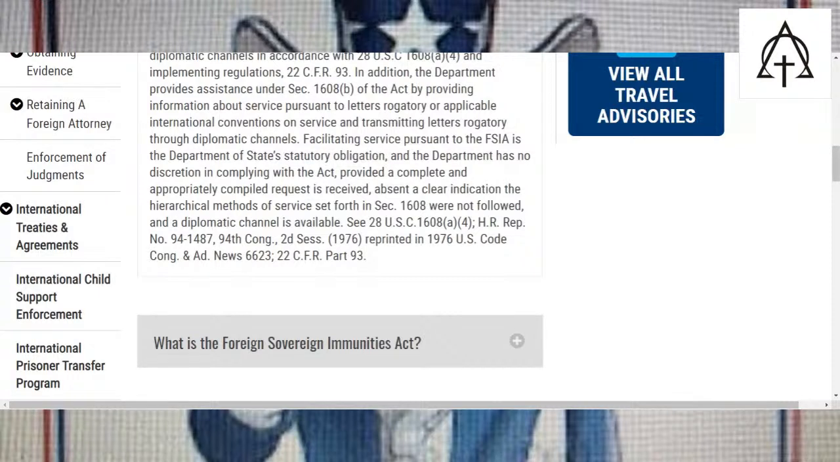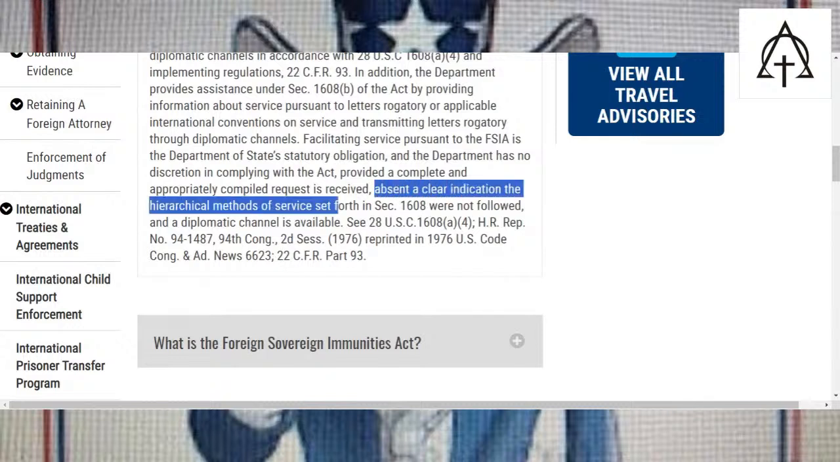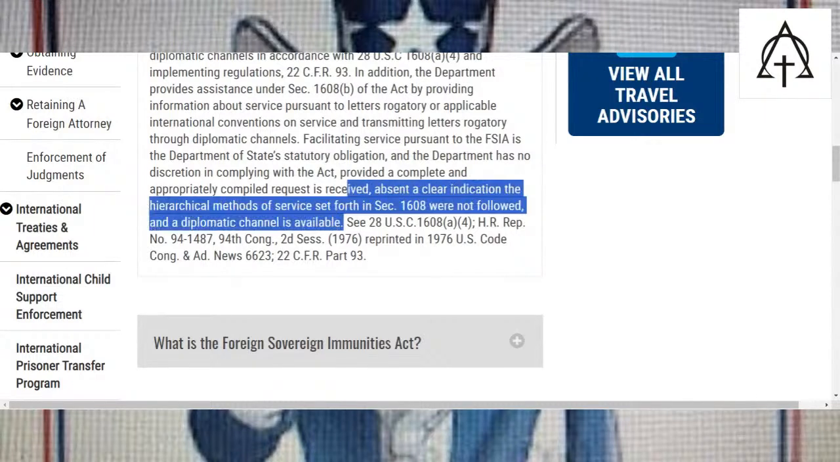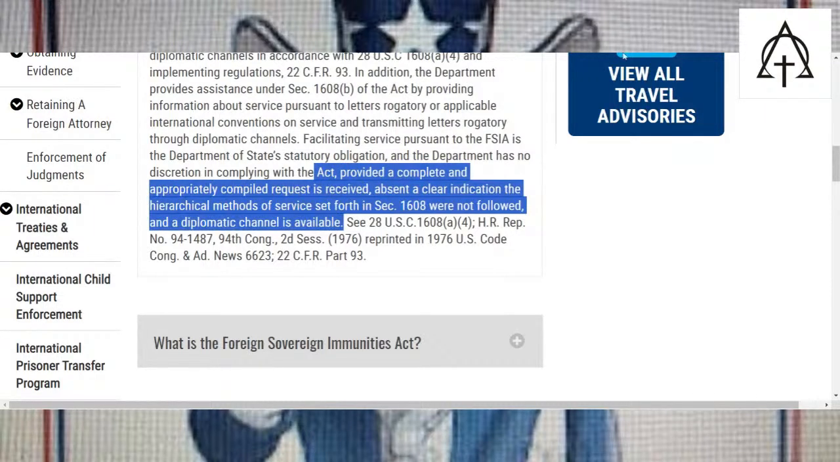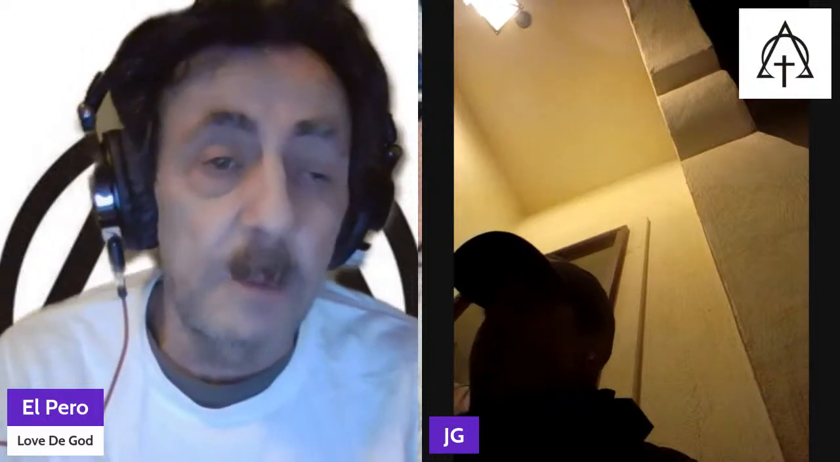And the department has no discretion in complying with the act, provided a complete and appropriately compiled request is received, absent a clear indication the hierarchical methods of service set forth in Section 1608 were not followed, and diplomatic channel is available. The diplomatic channel that is available is the assigned trustee, registered agent, United States Postal Service. It's a trust. They are the trustee. All you have to do is start acting like a beneficiary or benefactor.